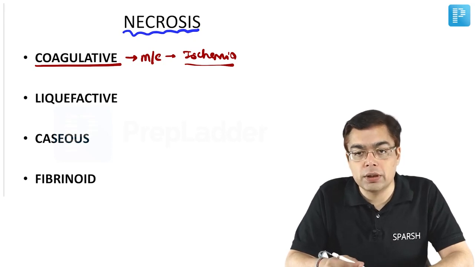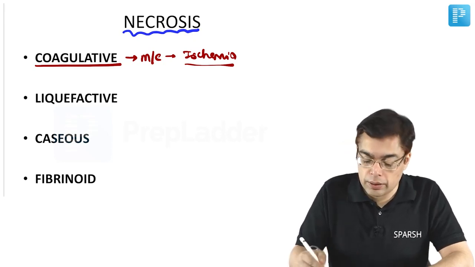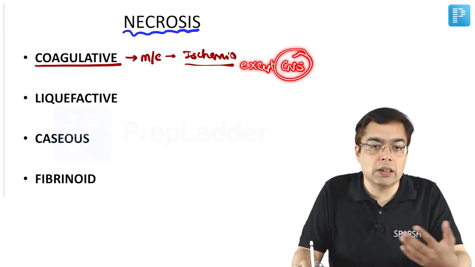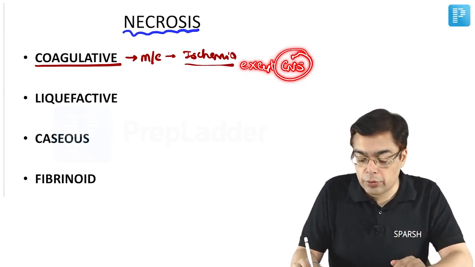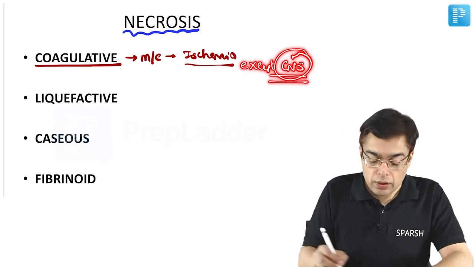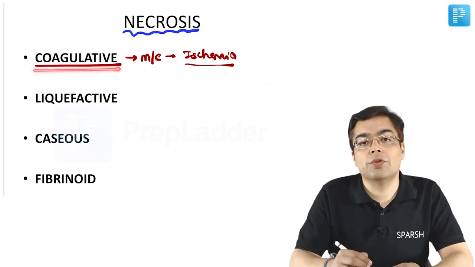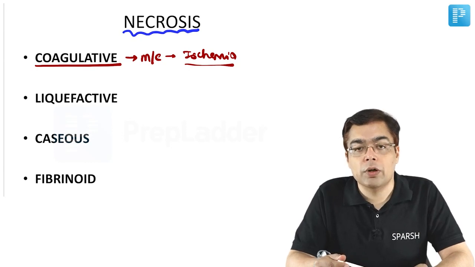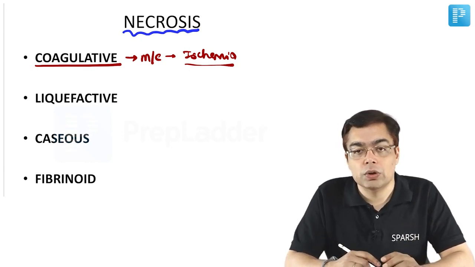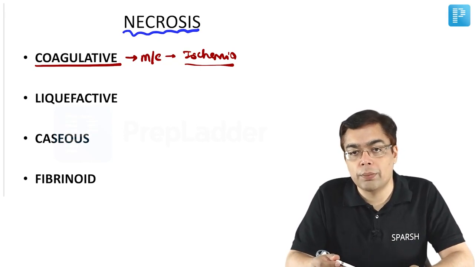The important exception that you need to remember from the perspective of your exam happens to be the central nervous system. Those kind of infarcts can be seen in the spleen, in the kidney, in the heart, in the intestine, but the point to be remembered is that it is not going to be seen in the central nervous system. When we talk about coagulative necrosis, there is going to be an appearance of the cells because of the retention of the cell membranes, and this is given the name of the tombstone appearance.